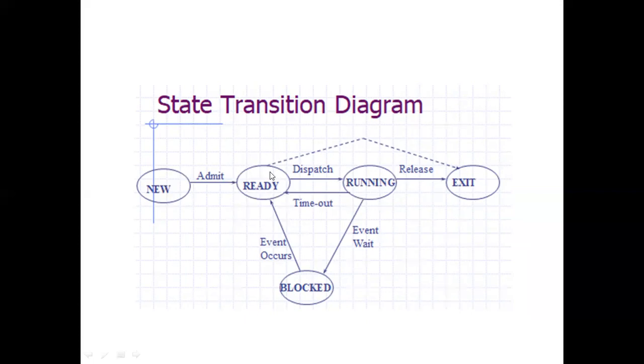Or you find a process that was ready and also running, but because it's waiting for an event, it needs to be blocked. As soon as it's blocked, and as soon as that event from an input or an output has occurred, it needs to go back to a ready state. After a ready state, it can be run, then it can be released. So this is just a diagram showing you how the states work within the operating system.